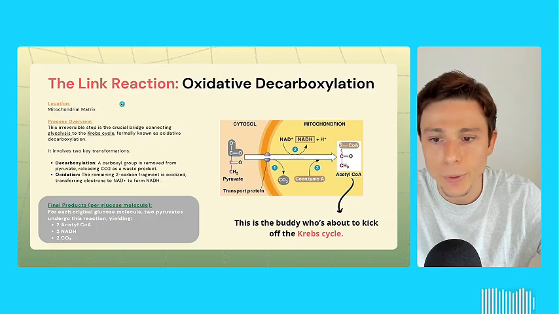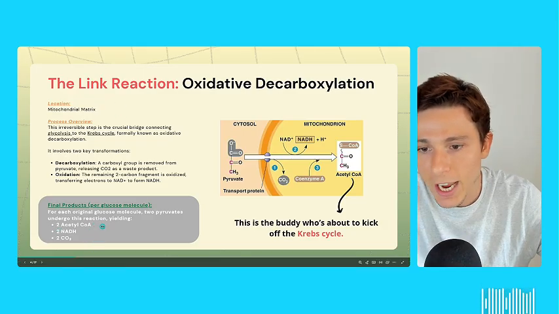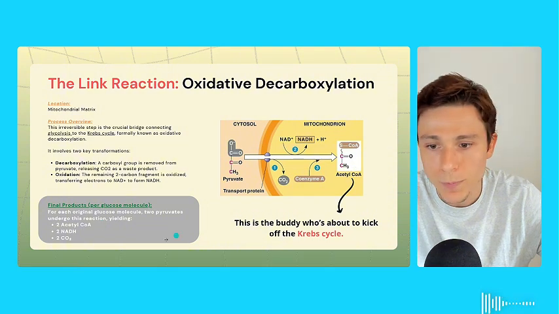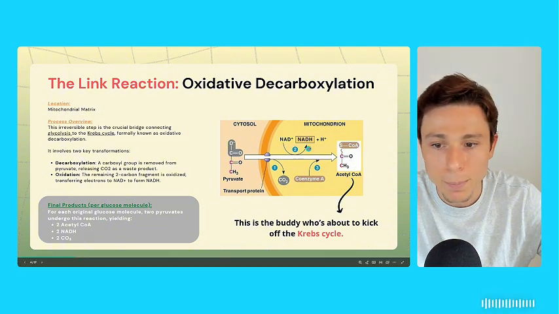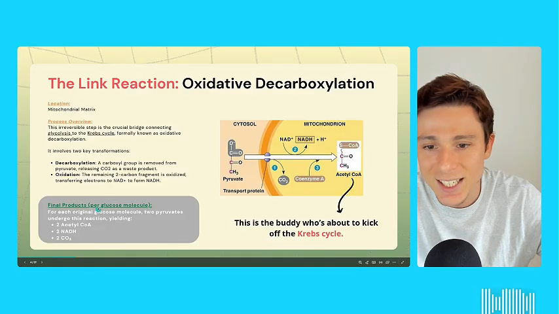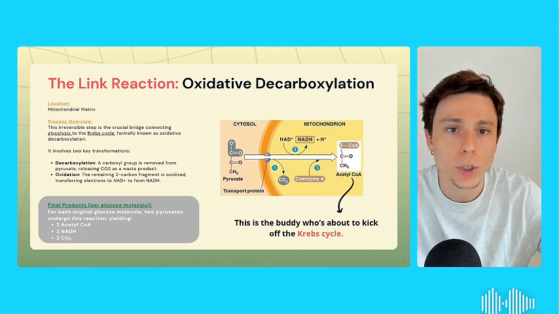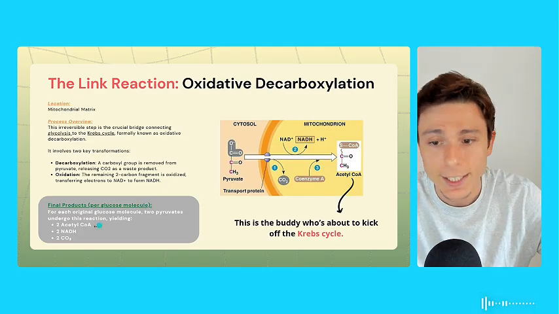And when talking about the link reaction, these are the numbers you need to remember: 2, 2, 2. So we're going to have 2 acetyl CoA being produced, 2 NADH being produced, and 2 CO2 being produced. But this is per glucose, because if you think that 1 glucose will generate 2 pyruvate, these numbers will make sense.